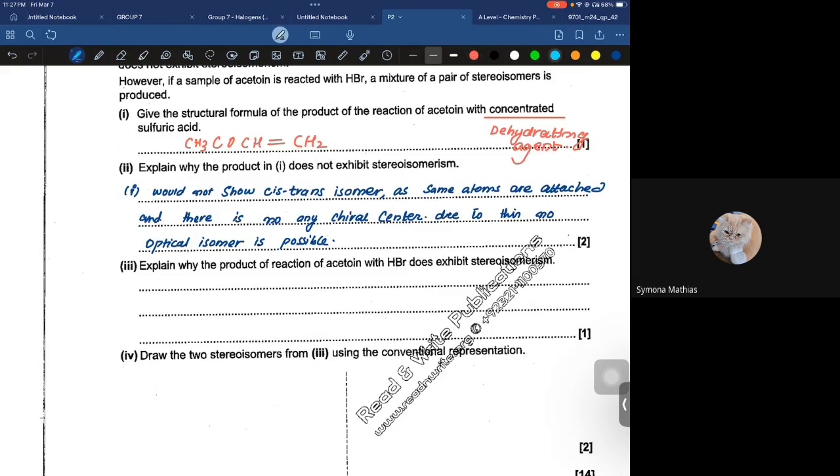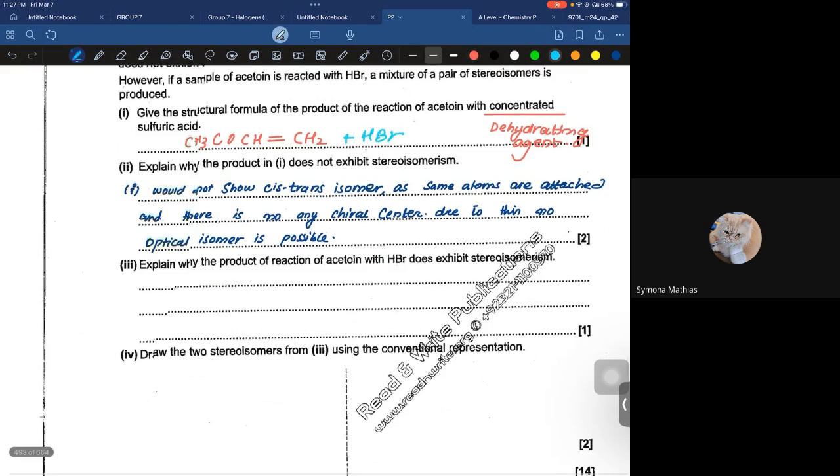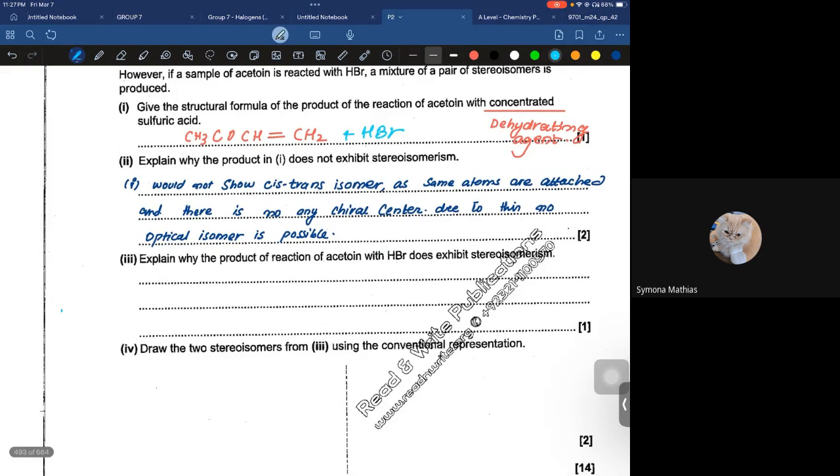It's going to be plus HBr, and this is your product. तो ये आ गया. I'm supposed to attach Br over there according to the Markovnikov rule, if you remember.